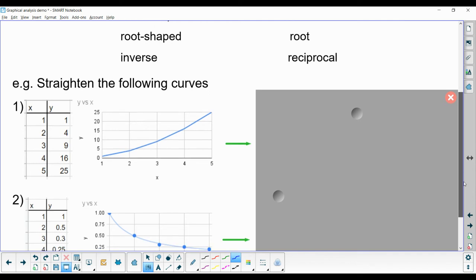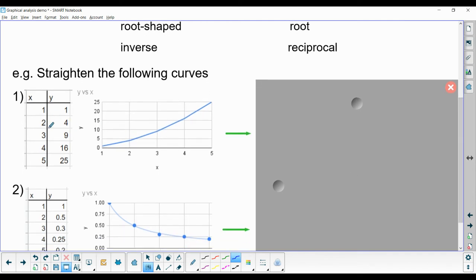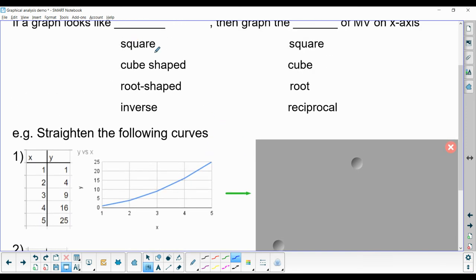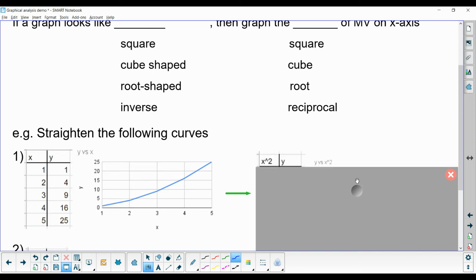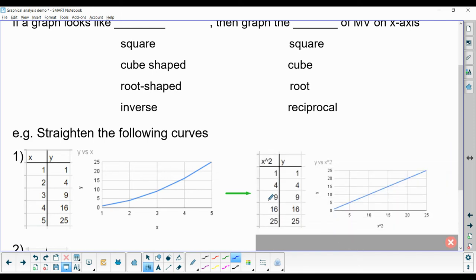So let's straighten this first curve here, right? You have a set of data tables here, and you graph it initially, and it looks like a square graph. So what we need to do then is to square the manipulated variable, the x values, and then graph that on the x-axis. So once we square the x values, it now becomes 1, 4, 9, 16, and 25.